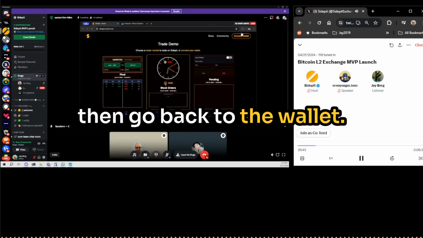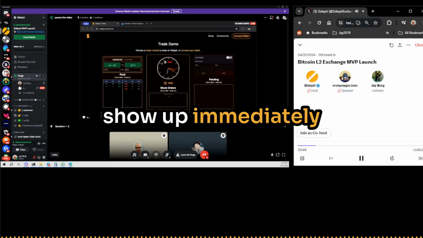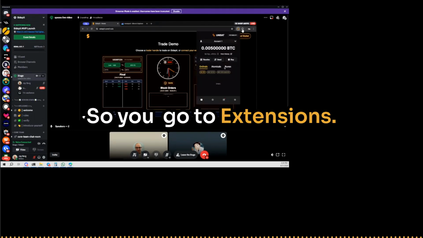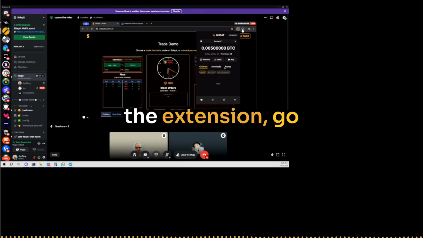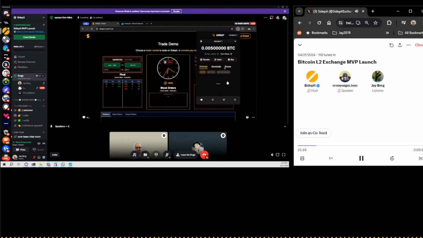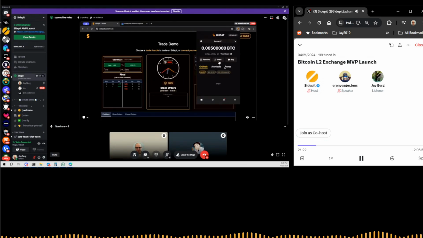And then go back to your wallet. You go back to your Ordinal Wallet. It should show up immediately as a zero confirmation. So you go to the extension on the top. Click the extension. Go to Ordinals. Click send. Here you go. Look, 0.005 BTC. Now click send.